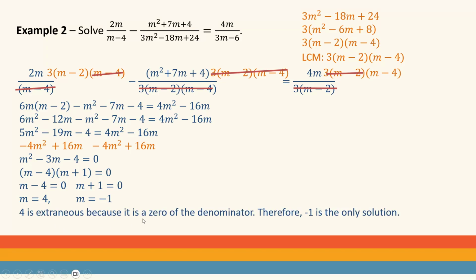4 is extraneous because it is a 0 of the denominator. So look up here, 4 minus 4 would be 0. So we would have like 8 divided by 0, which is undefined. So you also want to think about after you've factored your denominators, anything that would make your denominator 0 cannot be a solution.